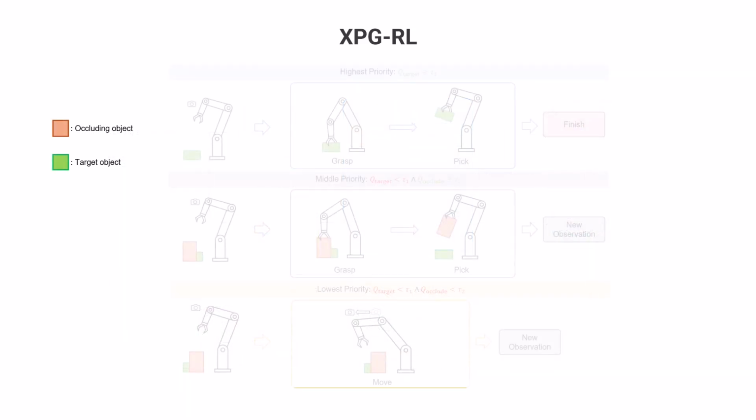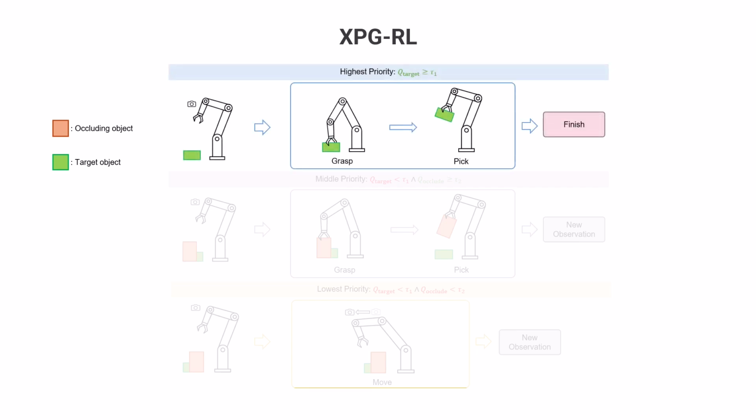XPG-RL uses a structured action hierarchy guided by Q values and adaptive thresholds. A Q value represents the success likelihood of executing a specific action given the current observation. In our system, the Q values for grasping the target and removing occluding objects are computed using AnyGrasp. At the highest priority level, if the Q value for grasping the target exceeds a threshold tau1, the agent directly attempts the grasp, completing the task.